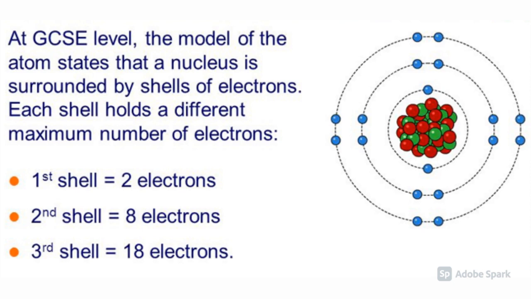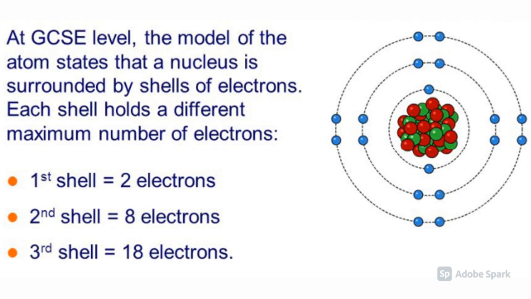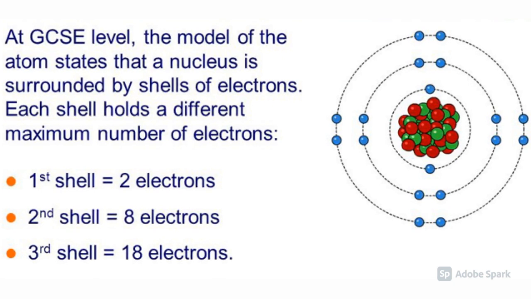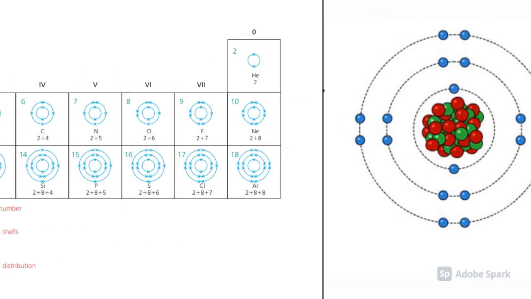The second shell can hold 8 electrons and fills next. The third shell can hold 18 electrons, but it fills up to 8. The next 2 go into the fourth shell, which are not shown in the diagram. Then the rest of the third shell fills.